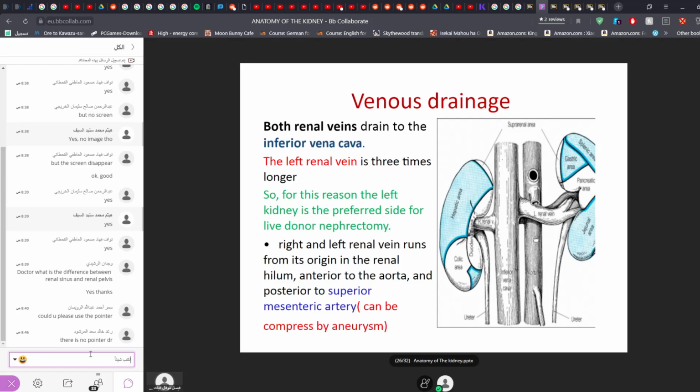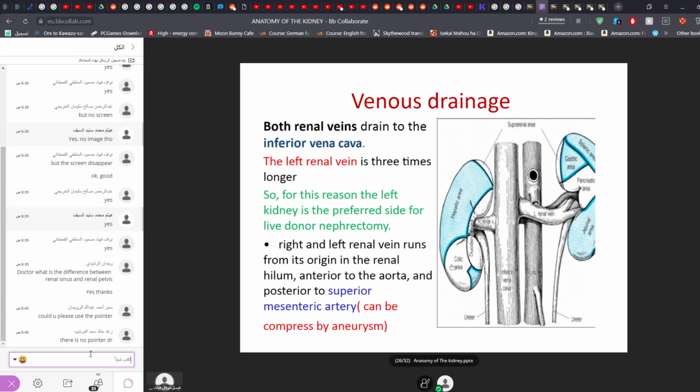So for this reason, the left kidney is preferred as the side for a live donor nephrectomy. The right and left renal veins run from their origin to the renal hilum, anterior to the aorta and posterior to the superior mesenteric artery. Now this is the aorta, anterior to the aorta, and this is the superior mesenteric artery. So behind the superior mesenteric artery runs the renal vein, and posterior to it lies the mesentery of the small intestine.